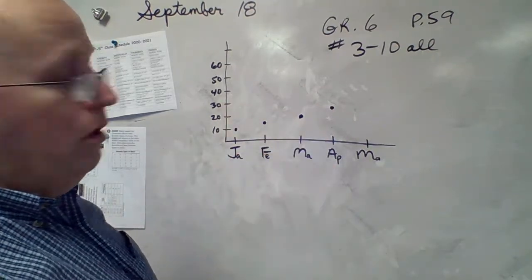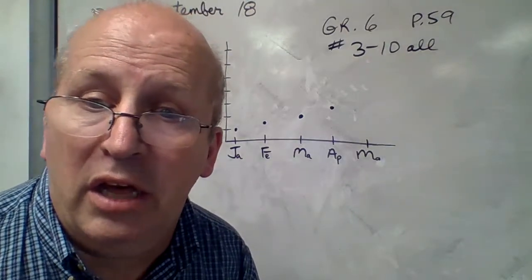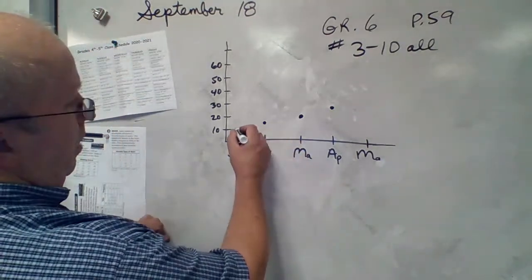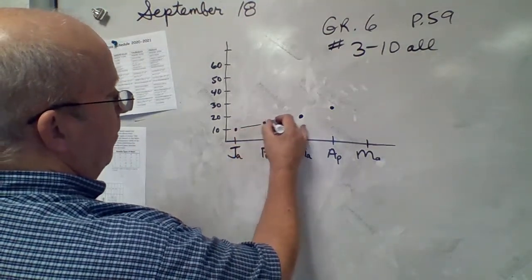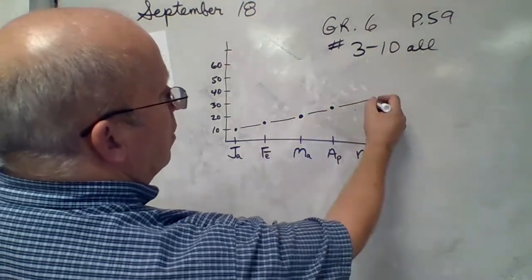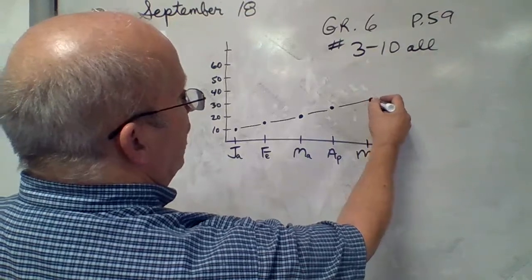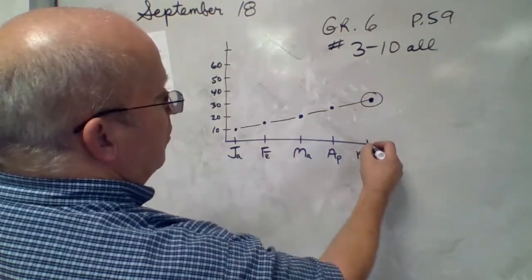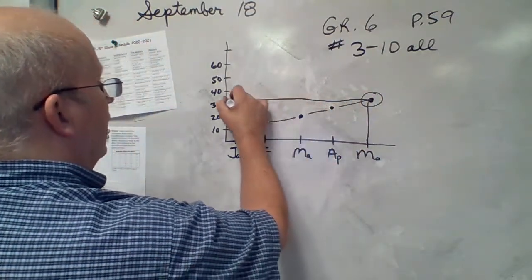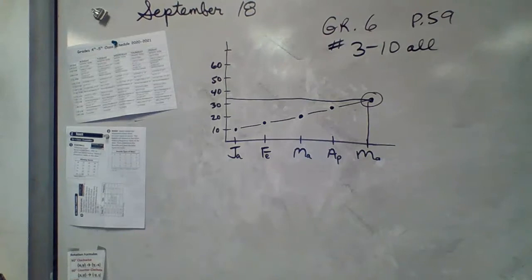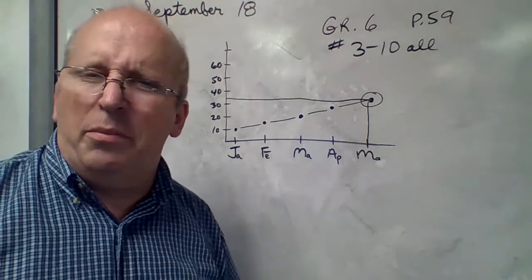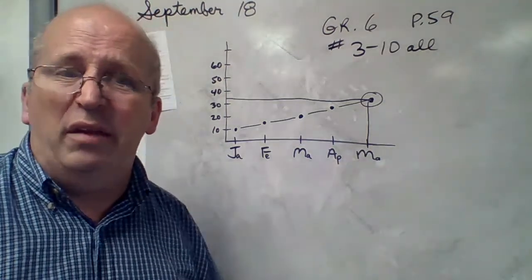If that's the case, how much do you think they're going to have in May? Well, if it were me, I'm looking at this and I'm thinking there's kind of a pattern going on here. Let's continue the pattern. My prediction is the next dot's going to be about here. If I go up and then straight across as best as I can, what number is that? I'd say that's about between 30 and 40. I'd say that's about 35. I think the person's going to have $35 in May.